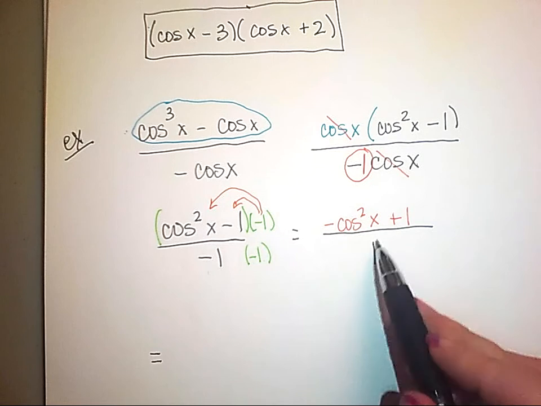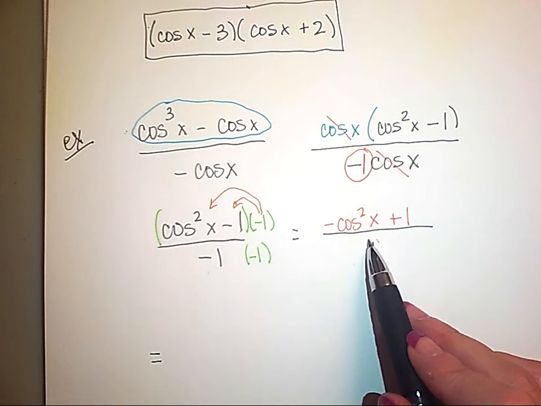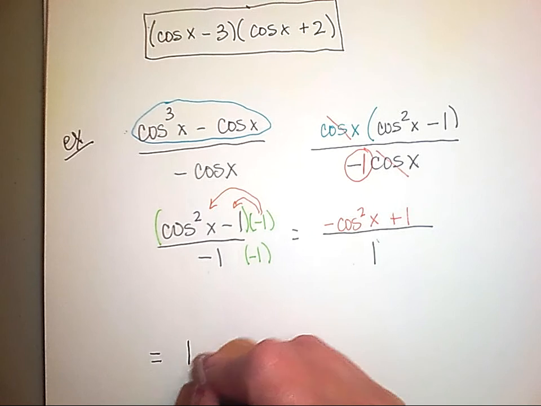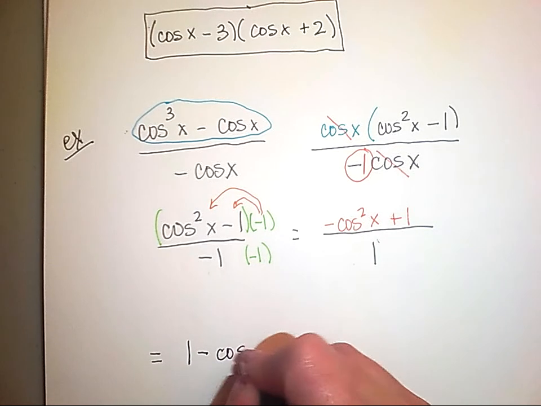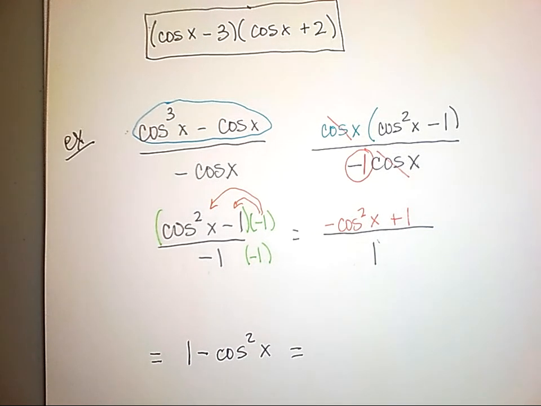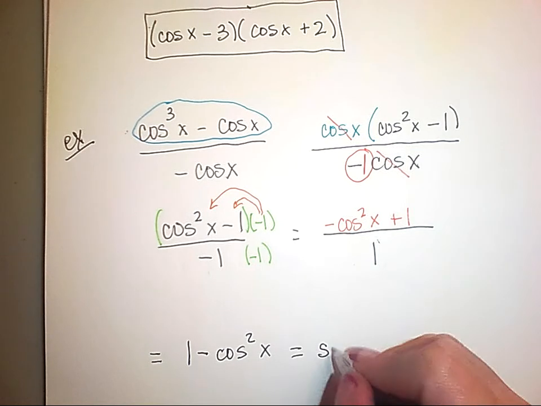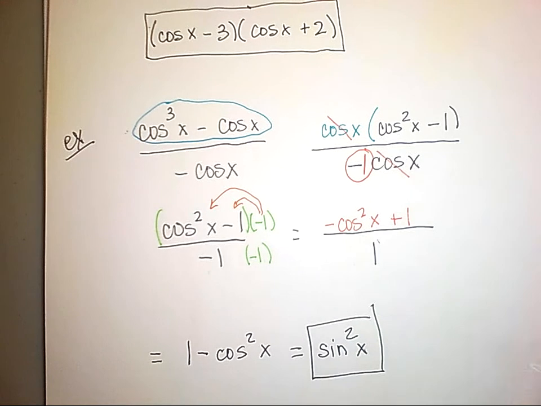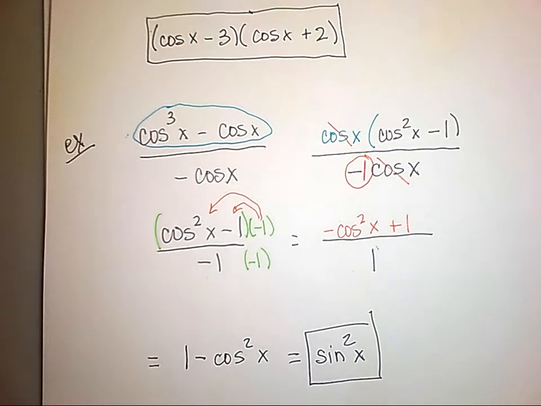Alright, let's keep simplifying. Now anything over 1 is just itself, and I can also commute these. So this is really the same as 1 minus cosine squared of x. But I know that 1 minus cosine squared, from our Pythagorean identities, is equal to sine squared. So this expression will simplify just to sine squared.